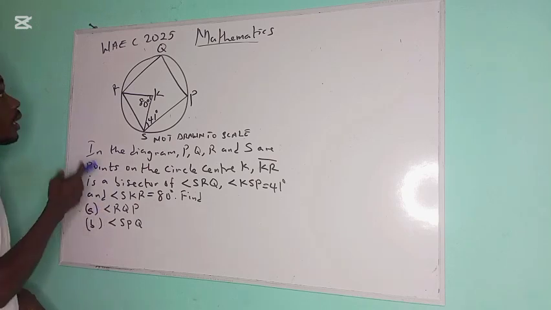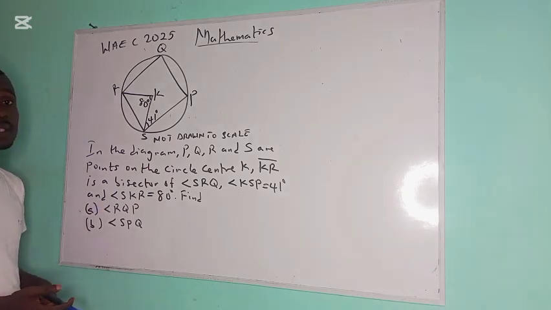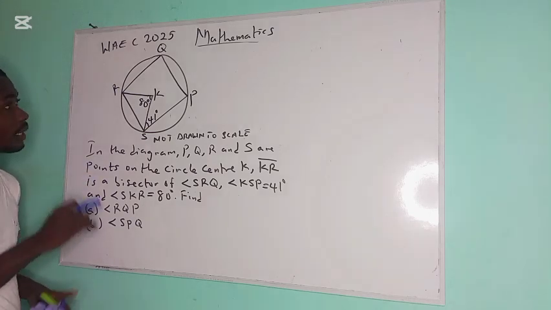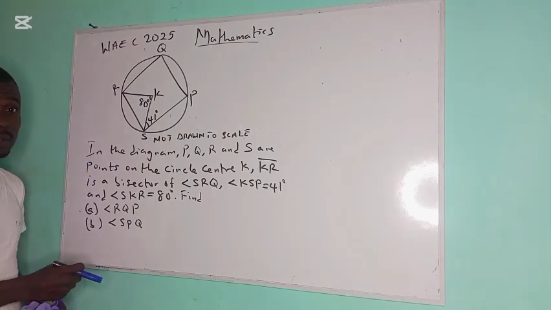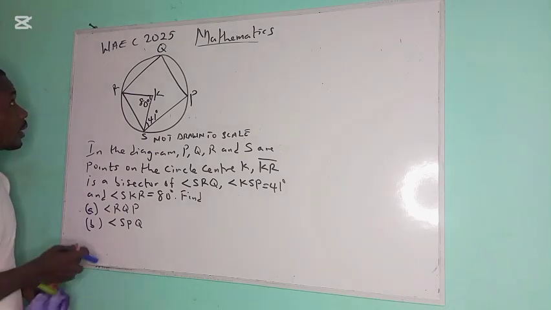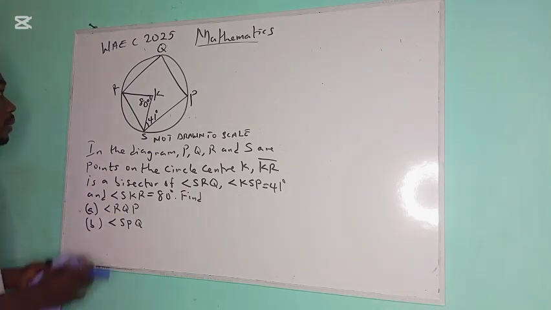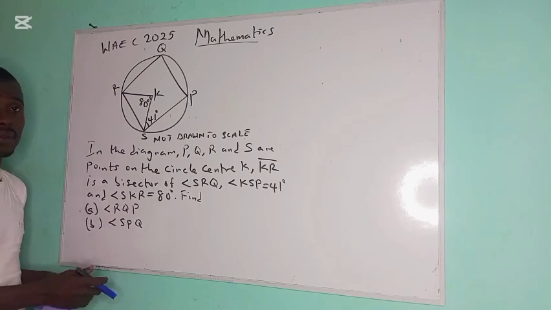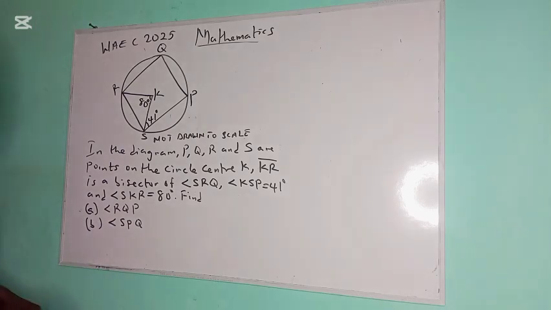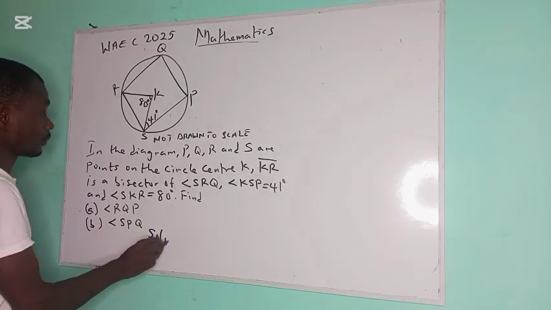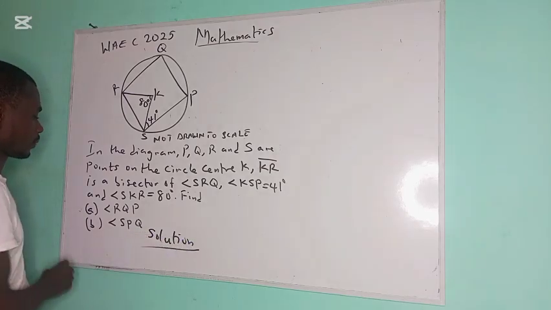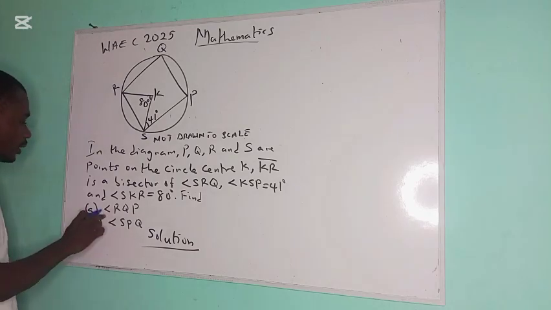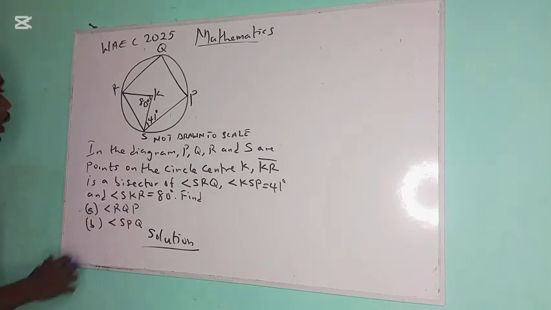This is just one of the questions I picked from the recent WAEC, being done this year. So I'm still on the circle geometry, I mean, circle theorem. So let's go. What are we asked to do? We are asked to find angle RQP.